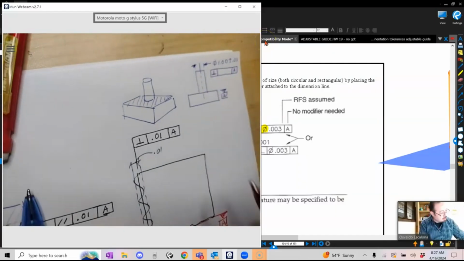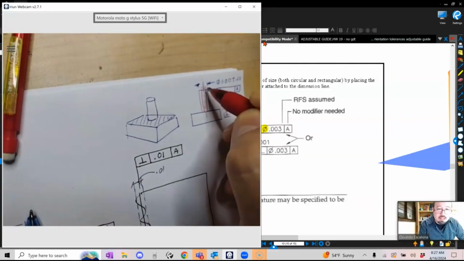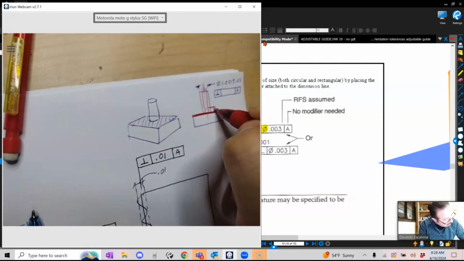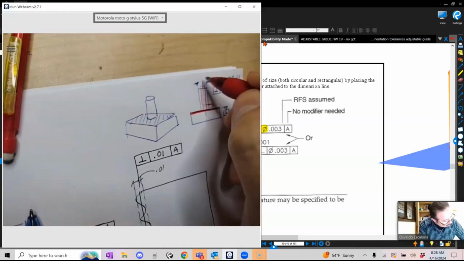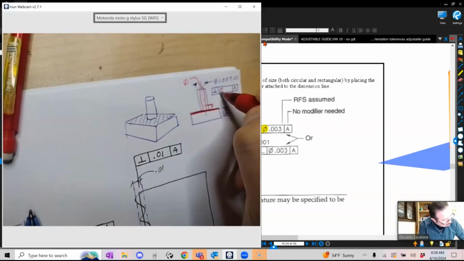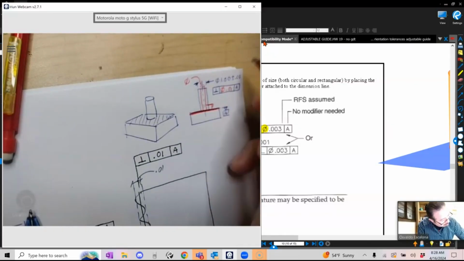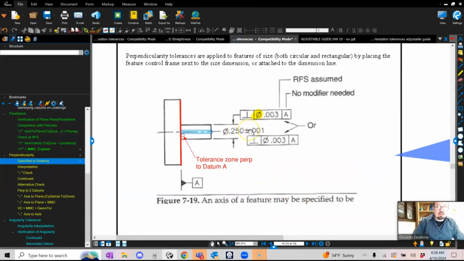Well, the tolerance zone for this is a cylinder that is perpendicular to datum A, and my axis gets to live within this cylinder. Okay, and again, the size of the cylinder, let's call this the diameter of the cylinder, I have to put a little diameter symbol because it is a cylinder, and let's put here 0.01, like that, right? And this is what you guys see here. It's telling you, your size is controlled by this, and the perpendicularity of your axis is controlled by this cylinder, which is perfectly perpendicular to that plane.